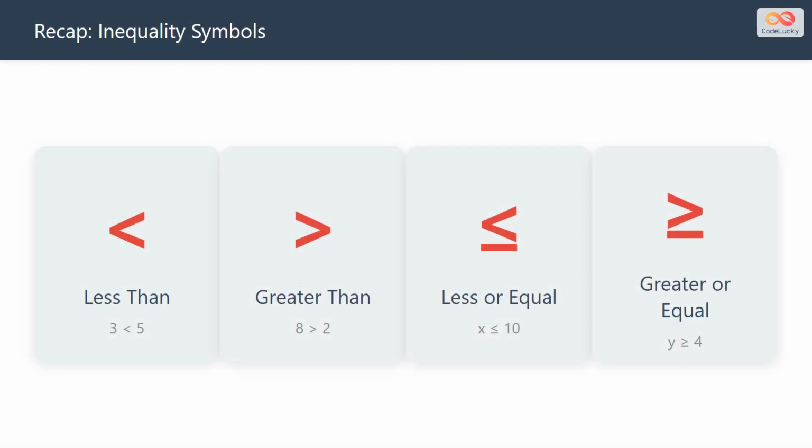Before we dive in, let's quickly review the symbols you will see. We have the less than sign, like 3 is less than 5. The greater than sign, like 8 is greater than 2. And we also have less than or equal to and greater than or equal to. Understanding these symbols is the first step.